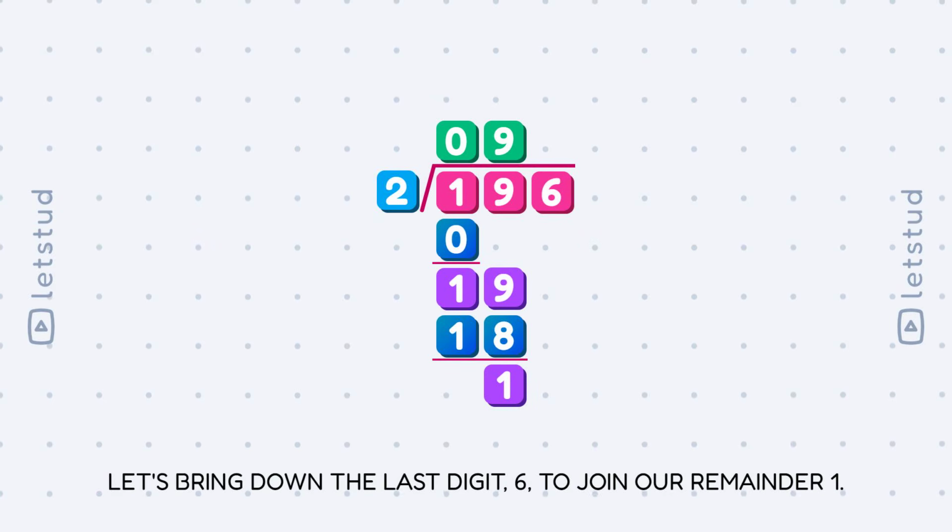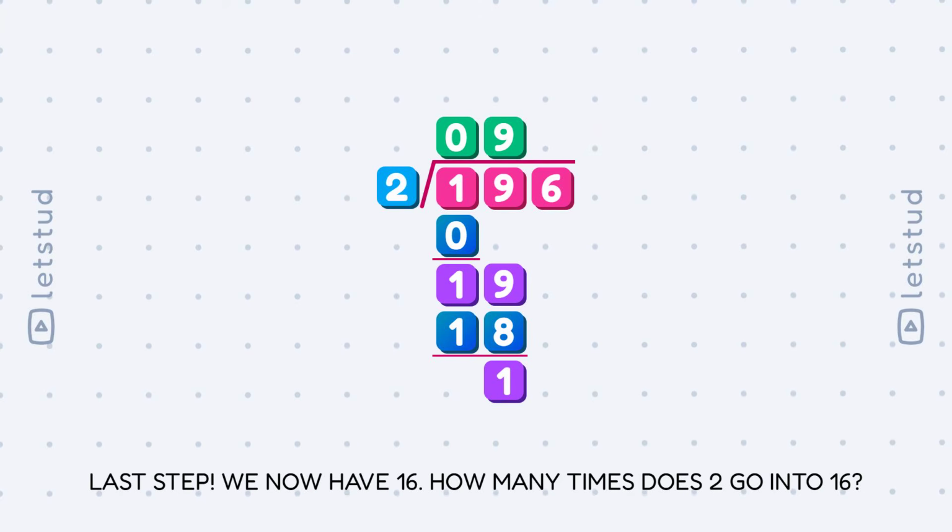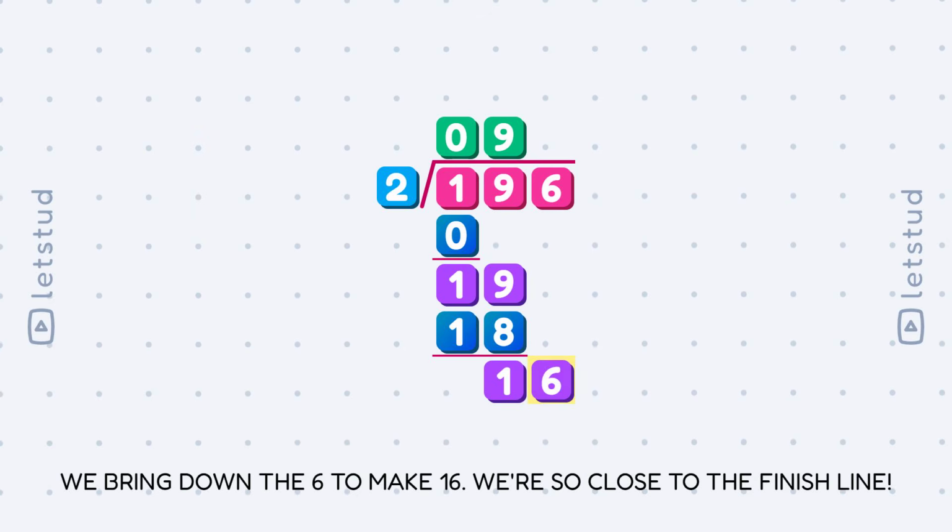Let's bring down the last digit 6 to join our remainder 1. Last step, we now have 16. How many times does 2 go into 16? We bring down the 6 to make 16. We're so close to the finish line.